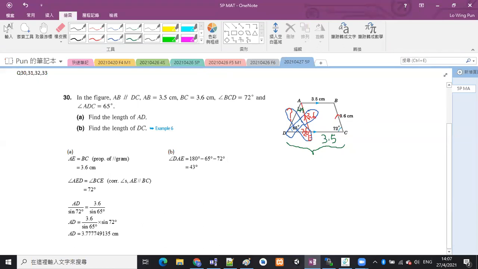43 degrees. Okay. And then we can find the length of DE by the other pair of corresponding length and angles. We are going to use the 65 degrees and 3.6 as the given pair, and then the green pair should be the second pair. I want to find the length DE.